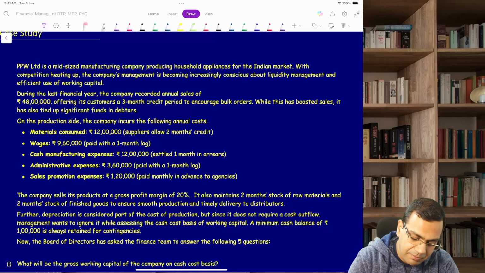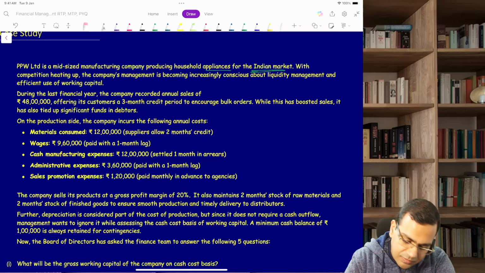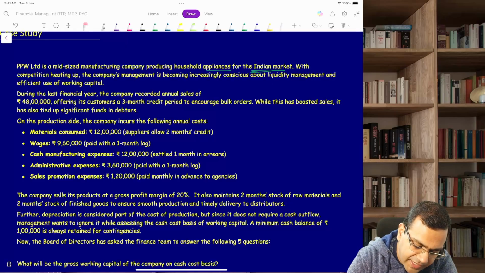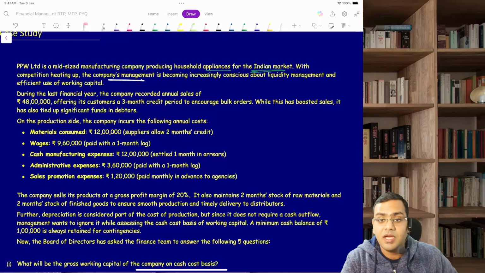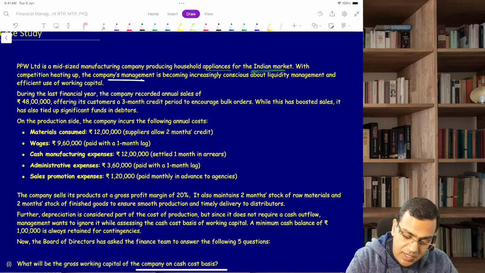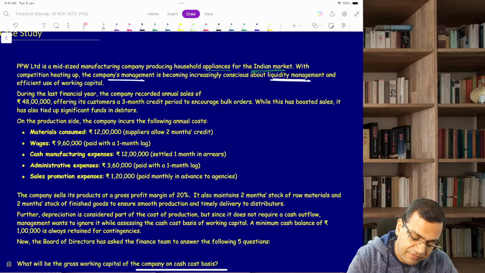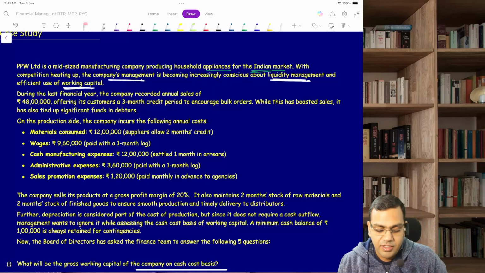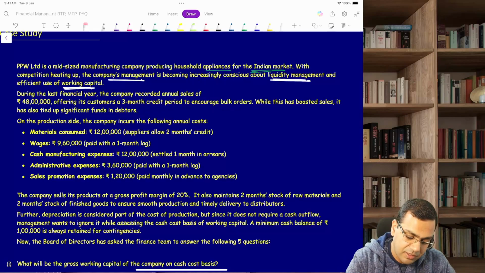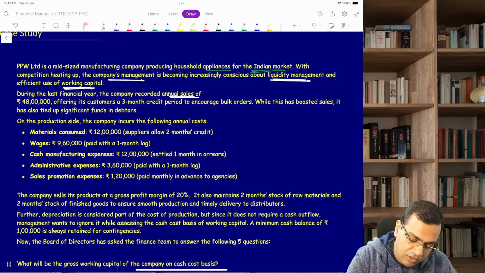PPW Limited is a mid-sized manufacturing company producing household appliances for the Indian market. With the competition heating up, the company's management is becoming increasingly cautious about liquidity management and the efficient use of the working capital. During the last financial year, the company recorded annual sales of rupees 48 lakhs, offering its customers a 3 months credit period.